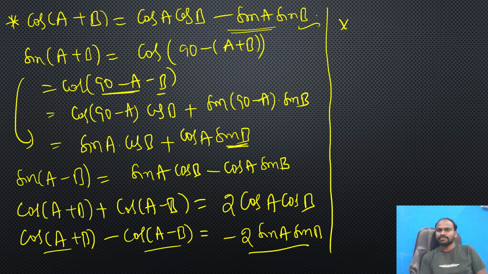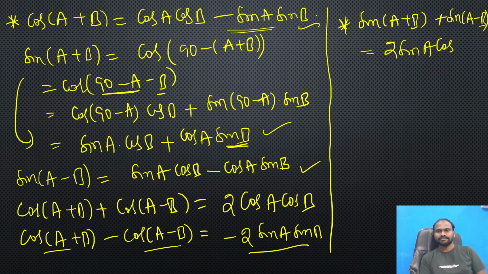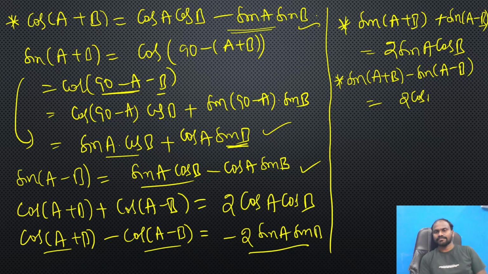Then what about the addition of sin of a plus b plus sin of a minus b? Then what will you get? You have here sin of a plus b is this, sin of a minus b is this. Add, and cos a sin b minus cos a sin b gets cancelled. So you have 2 sin a cos b. And if you have sin of a plus b minus sin of a minus b, then minus means these two get cancelled, and you will get 2 cos a sin b.